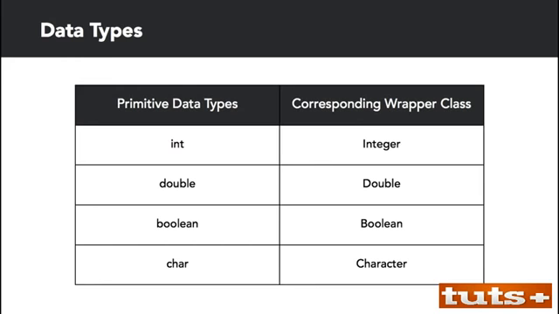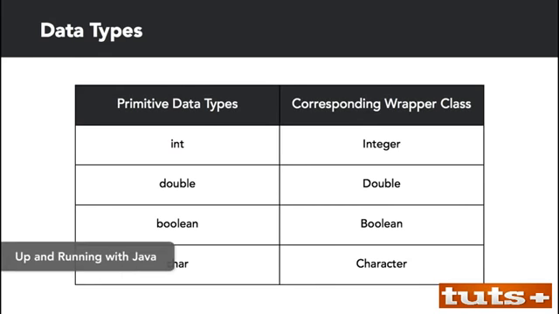This was hopefully a review for you. If not, you might want to go back and review Up and Running with Java. Now that we've had a review of data types, let's talk about adding decision-making logic in Java.